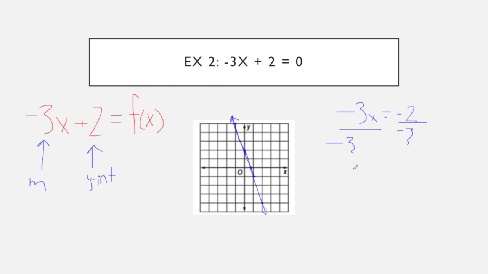x would equal, this is a 3, x would equal positive 2/3. So that is the 0 for this graph. This point right here between 0 and 1 is actually 2/3. So we solved it in our 0. Where does it cross the x-axis? That intercept here is 2/3.